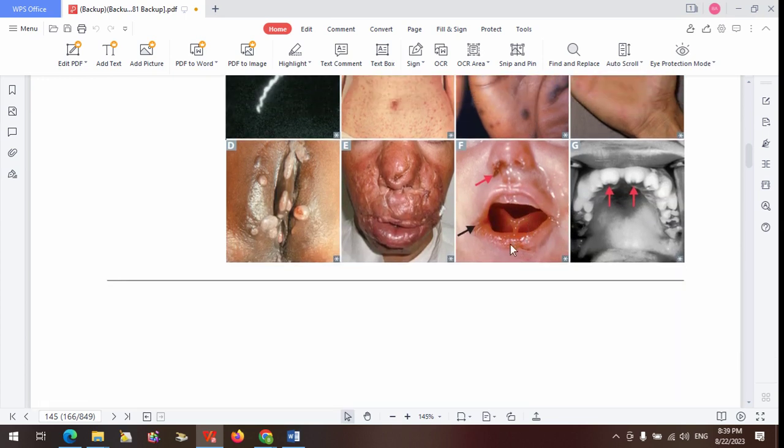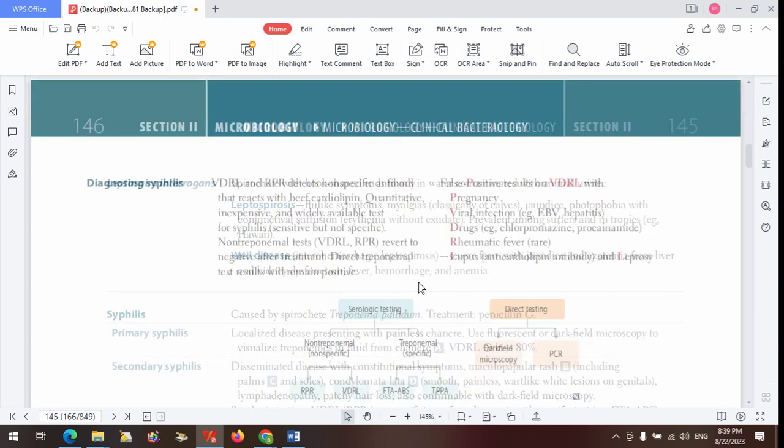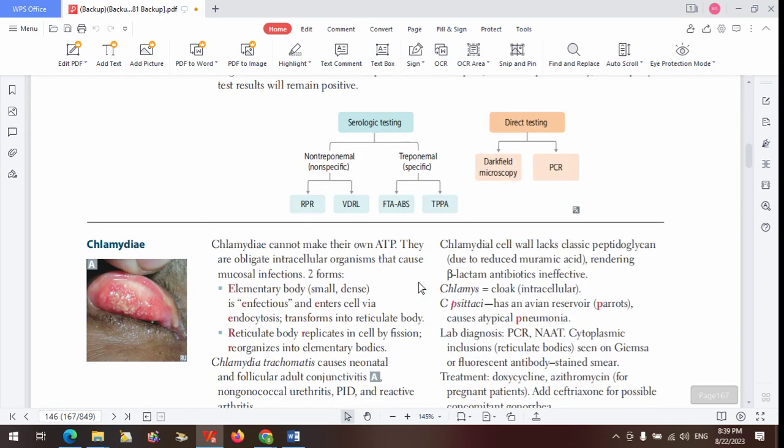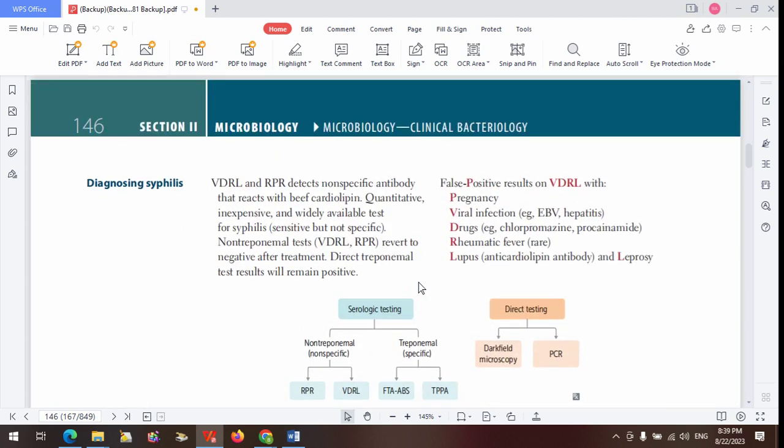So these are the features: you can see the snuffles, the saddle nose, the rhagades. So rhagades are just linear lesions at the corners of the mouth. You can see this black arrow showing the rhagades. We can see the Hutchinson teeth, which is talking about the notching within the incisor teeth. So those are the features of congenital syphilis. By the time they are painting the question, we already know what they are talking about. It's very simple to identify.